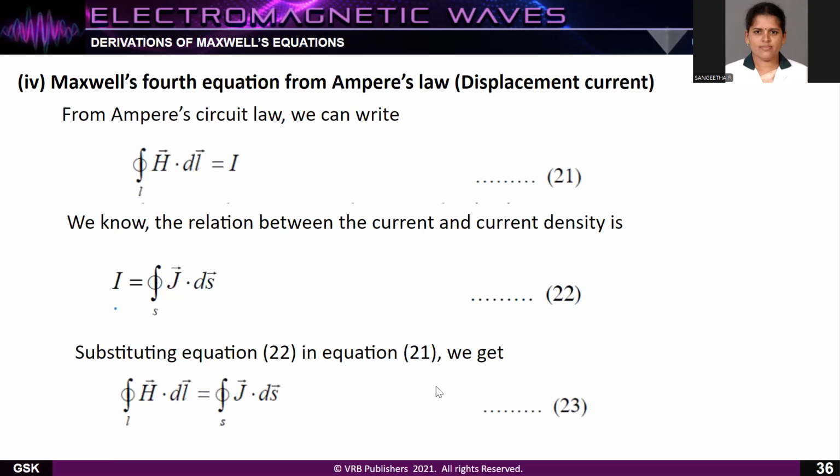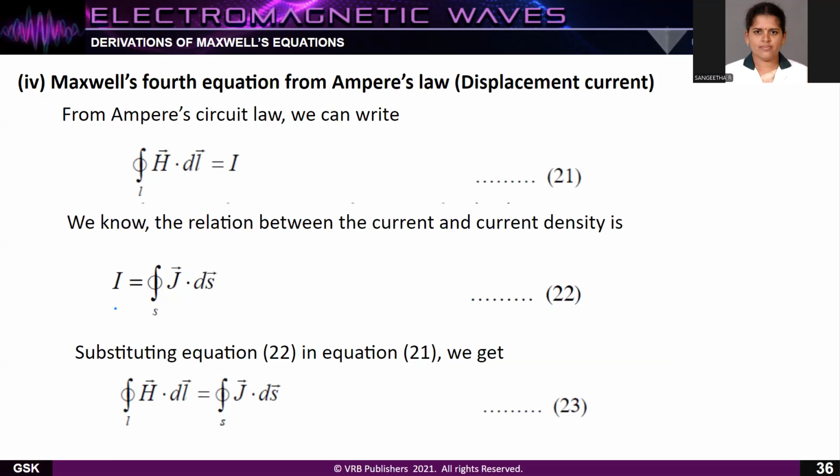Now, we are coming to Maxwell's fourth equation. Where is it derived from? It is derived from Ampere's law. So, what is Ampere's circuital law? The closed line integral of the magnetic field intensity H vector dot dl is equal to I. What is I? Current. Current is equal to the surface integral of current density J dot ds.